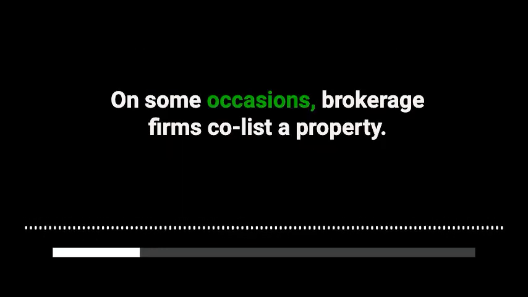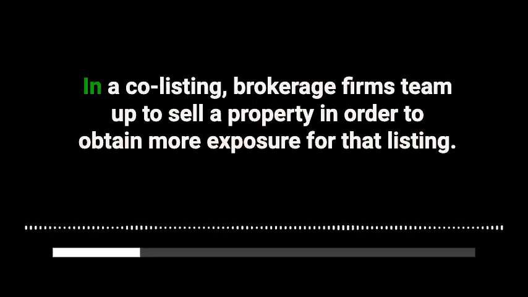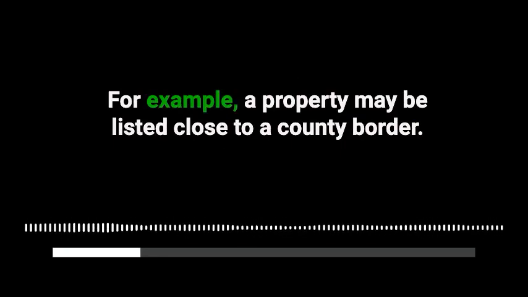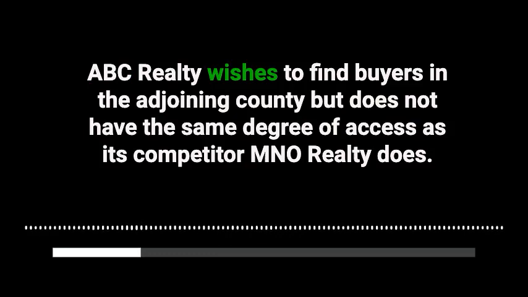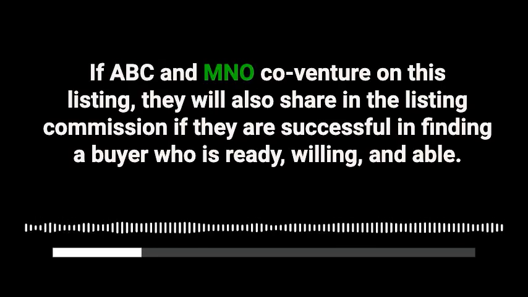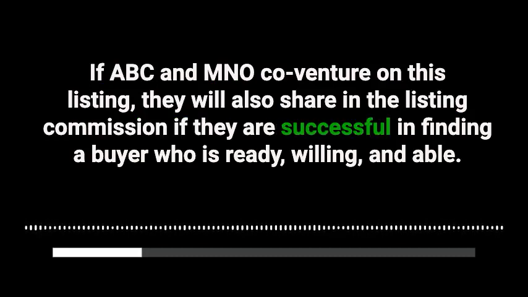On some occasions, brokerage firms co-list a property. In a co-listing, brokerage firms team up to sell a property in order to obtain more exposure for that listing. For example, a property may be listed close to a county border. ABC Realty wishes to find buyers in the adjoining county but does not have the same degree of access as its competitor MNO Realty does. MNO Realty is located in the adjoining county. If ABC and MNO co-venture on this listing, they will also share in the listing commission if they are successful in finding a buyer who is ready, willing, and able.